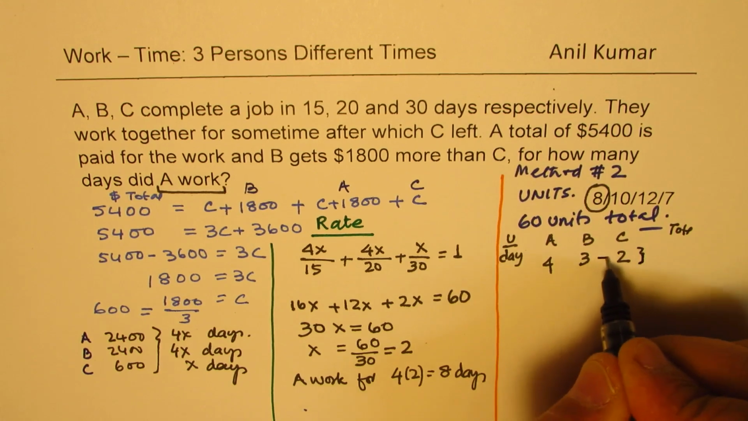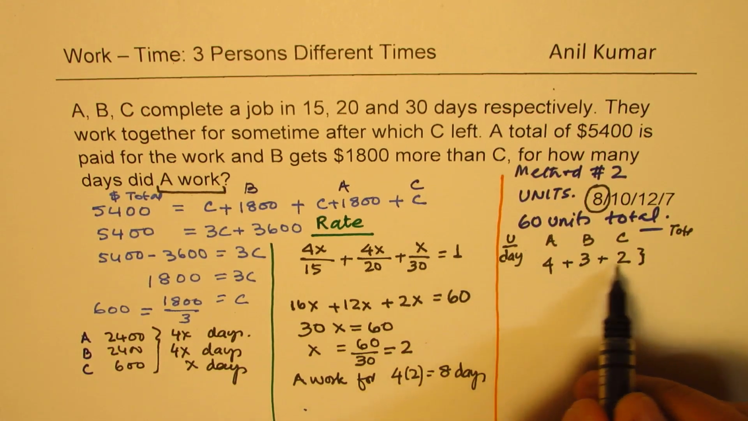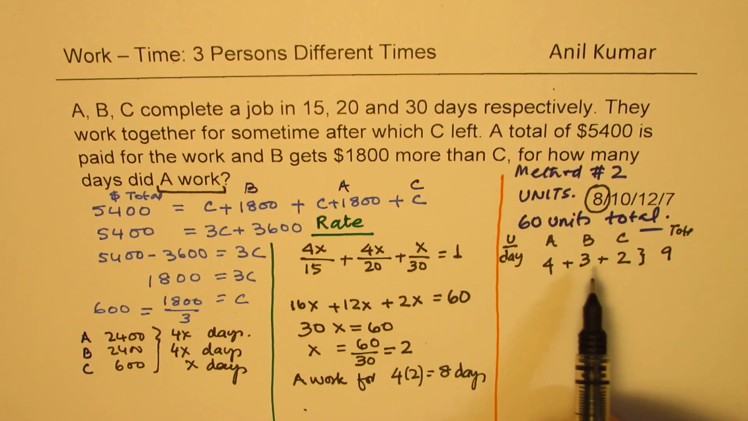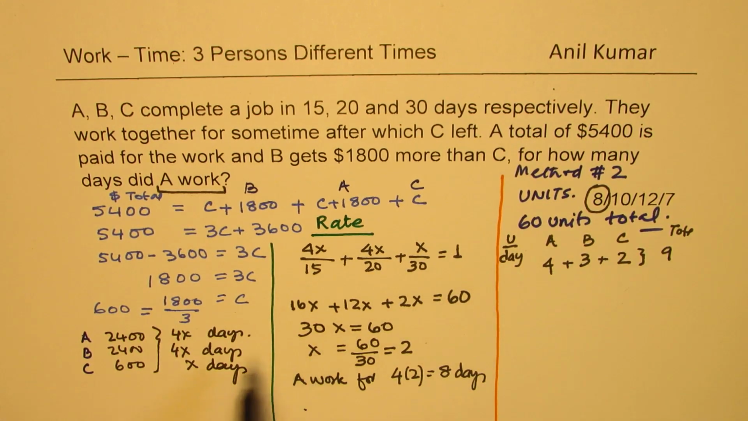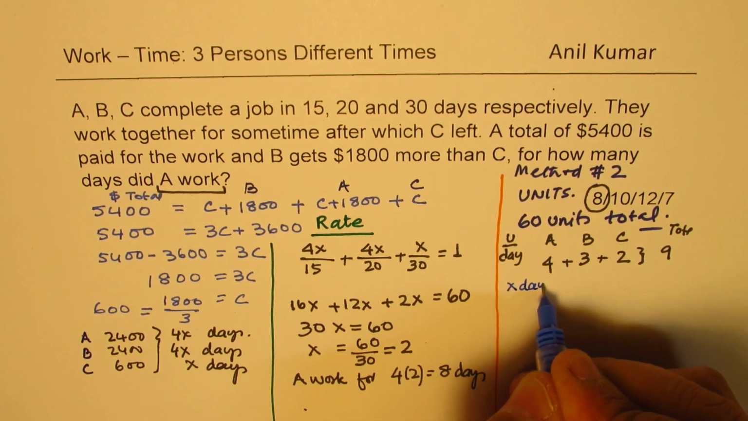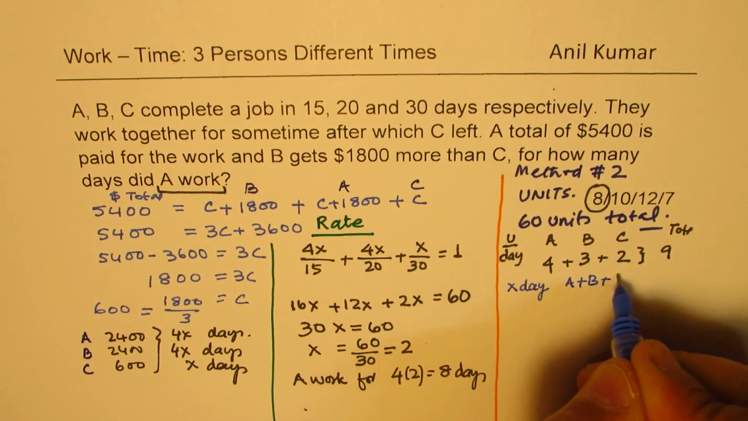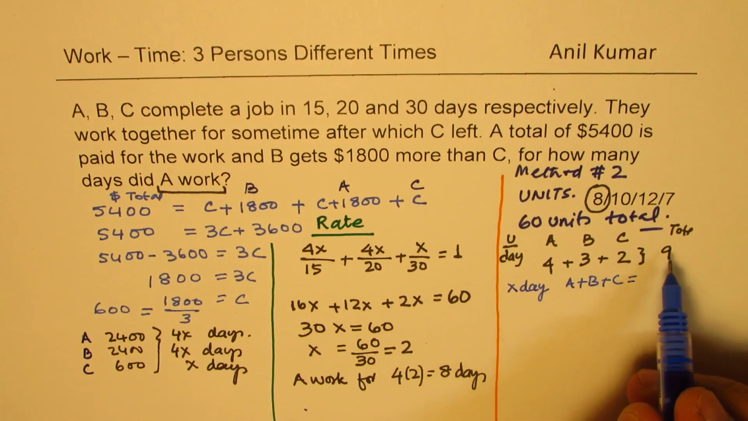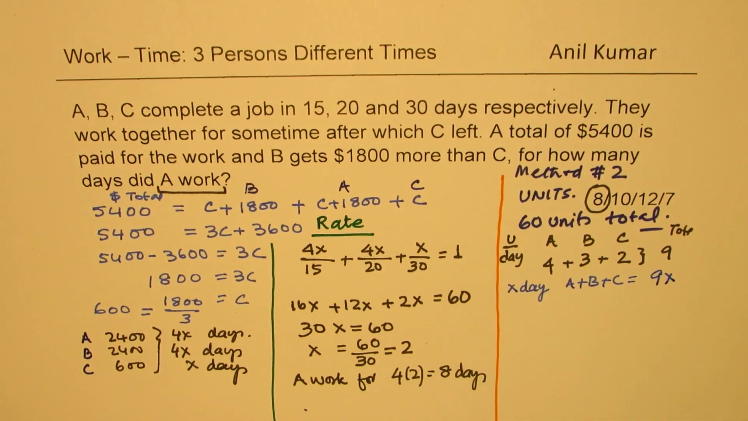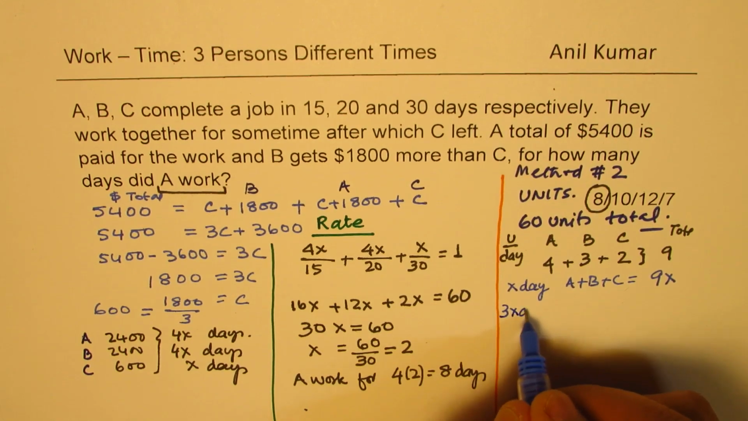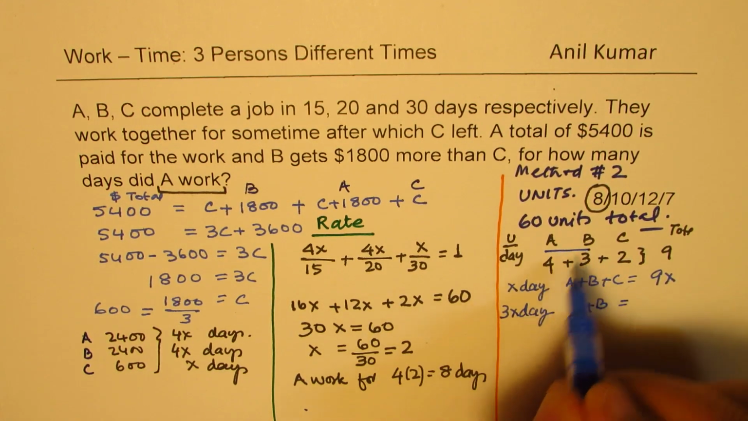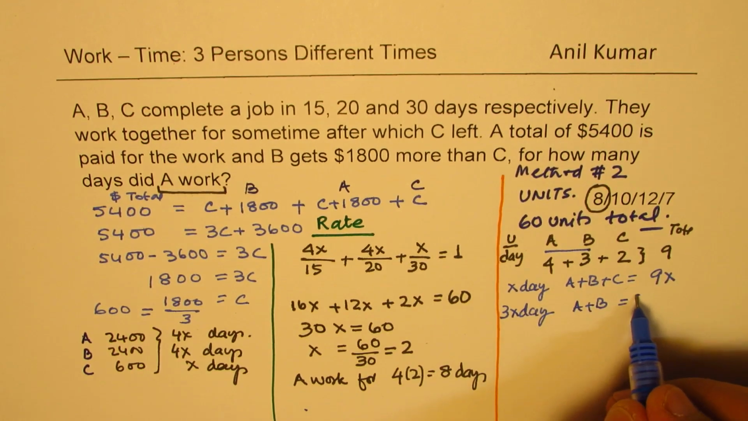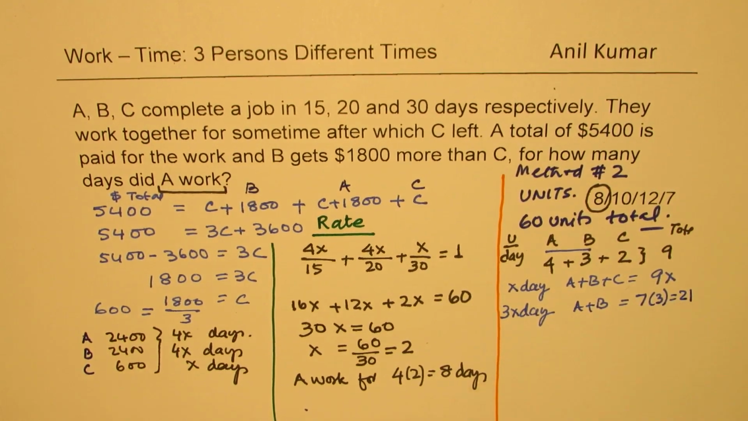Now from here clearly, we can see the total when you add this up: 4 plus 3, 7 plus 2, 9 units, correct? So what we are saying here is for x days, all of them worked, right? So for x days, A plus B plus C, that means the units consumed was 9x. And then for the remaining 3x days, only A and B work. As far as A and B is concerned, the units is 4 plus 3, which is 7. So it is 7 times 3x, which is 21x.